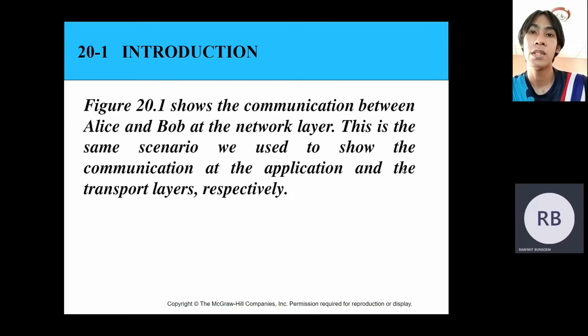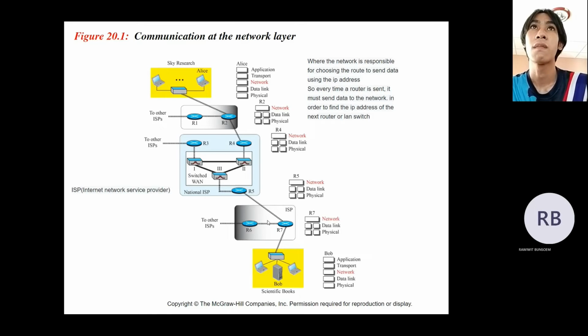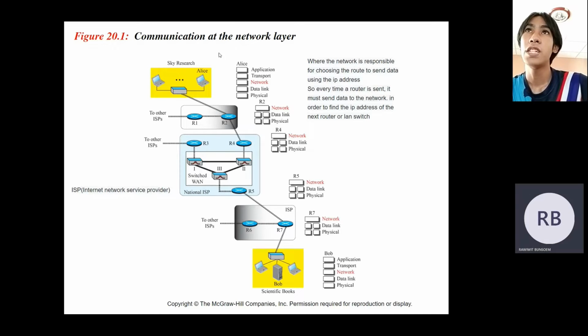Introduction. Figure 20.1 shows the communication between Alice and Bob at the network layer. This is the same scenario we used to show the communication at the application and the transport layer recently. Communication at the network layer.